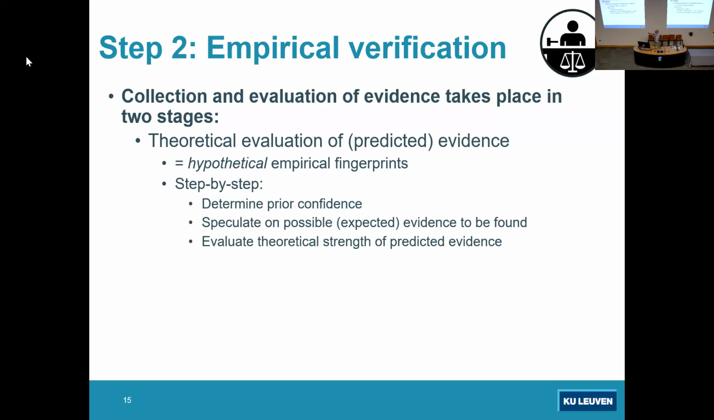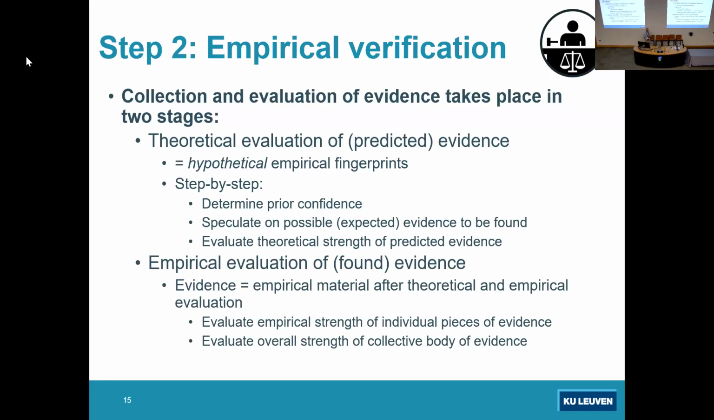So you determine the prior confidence, look for previous studies, and speculate on possible evidence that can be found. We already discussed this. And then you evaluate the theoretical strength of the predicted evidence. If I find references in a document about transaction costs, how much will this increase my confidence in the causal claim that I make? We're still only at the theoretical level. If I find this, what would this mean for the causal claim that I make? First step, theoretical evaluation.